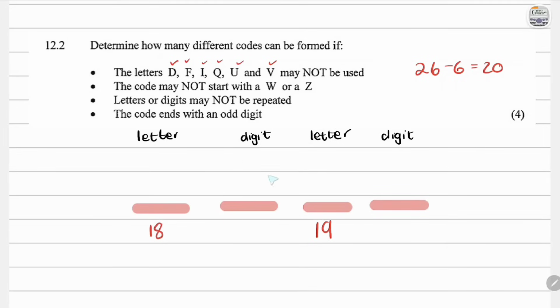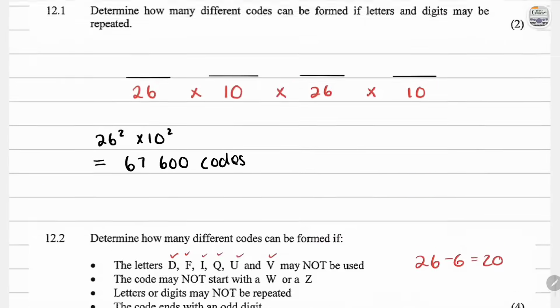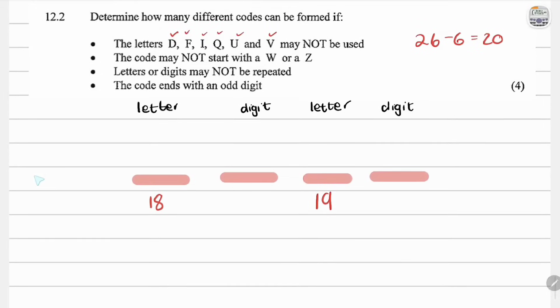And now we can look at the digits. Is there any restriction on this digit? Okay, there's a restriction on the last one. They say the code ends with an odd digit, so you're only allowed to use odd numbers. Remember, it's numbers from 0 to 9. Odd numbers would be 1, 3, 5, 7, and 9, not 0. 0 is an even number because it can be divided by 2 and still give you a whole number. So you're allowed to use these 5 numbers. Because it must end with an odd number, you're restricted to 5 numbers here.